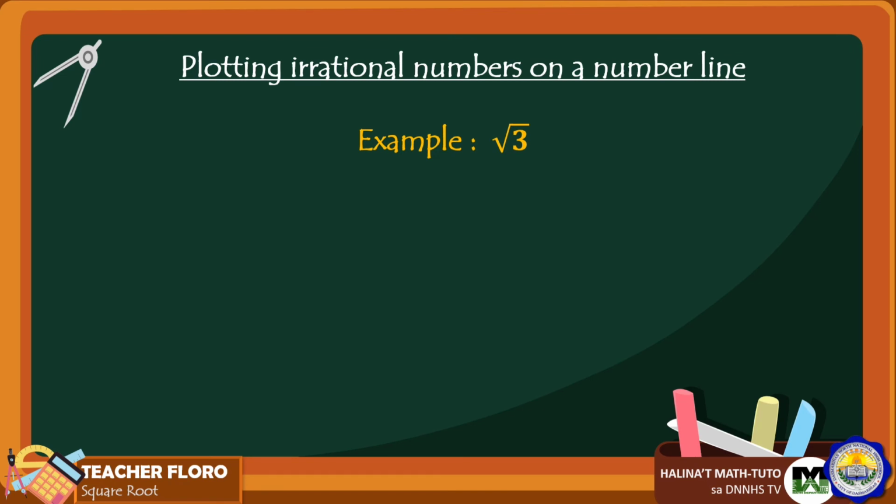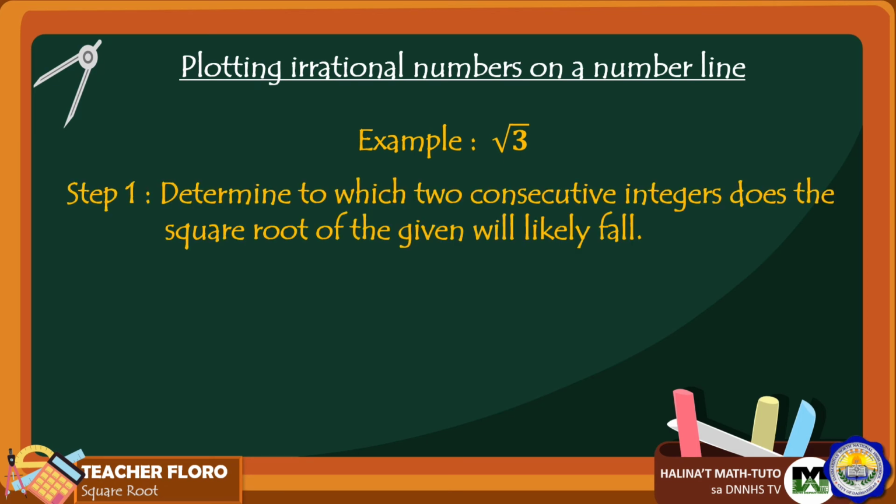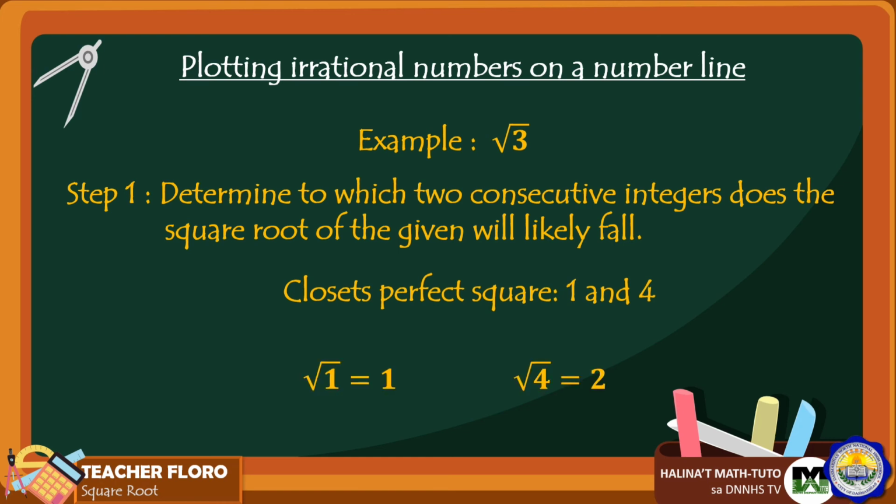Let's have an example. Locate and plot the square root of 3 on a number line. Let me show you how by doing these steps. Step 1. Determine which two consecutive integers the square root of the given number will likely fall between. 3 is between the perfect squares 1 and 4. The square root of 1 is 1. The square root of 4 is 2. So the square root of 3 would likely fall between 1 and 2.